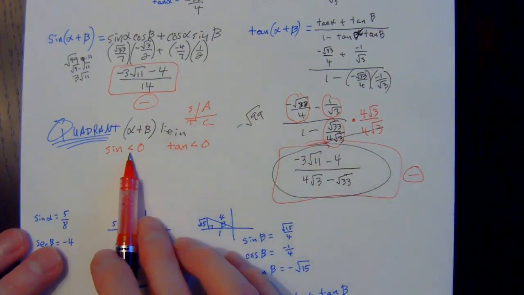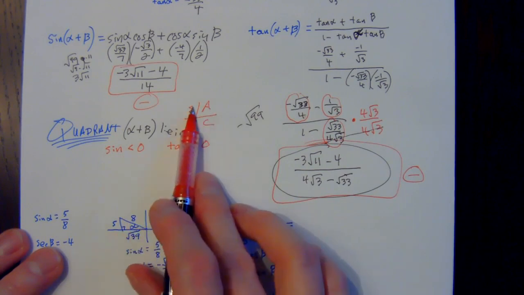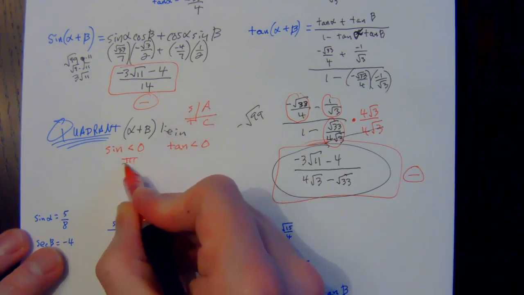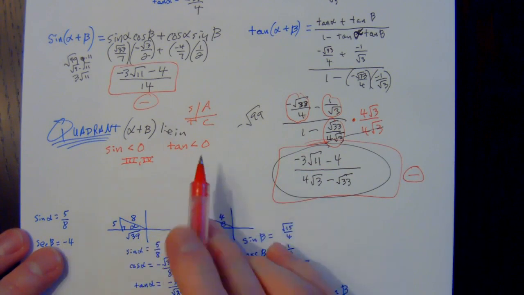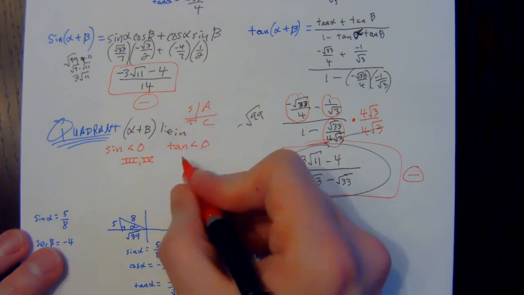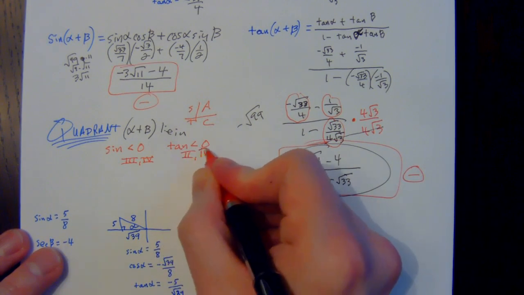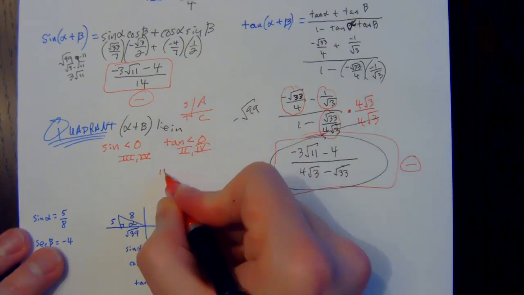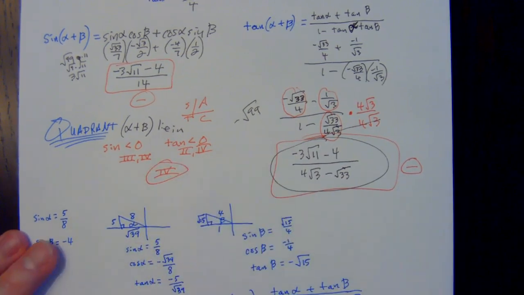And then remember, sine is positive in 1 and 2, which means your sine is negative in quadrants 3 and 4. So I jot those quadrants down. And if your tangent is positive, it's 1 and 3. But if your tangent is negative, that means you're talking quadrant 2 and quadrant 4. And so your winning quadrant is quadrant 4. So that's your answer right there.